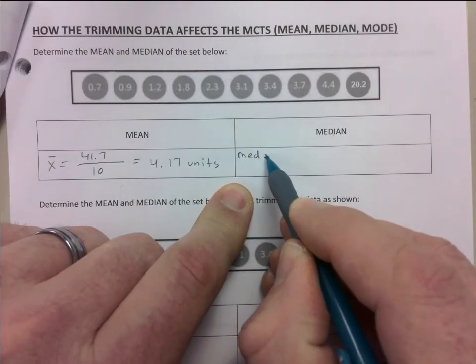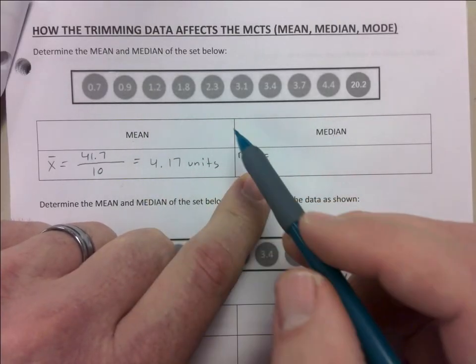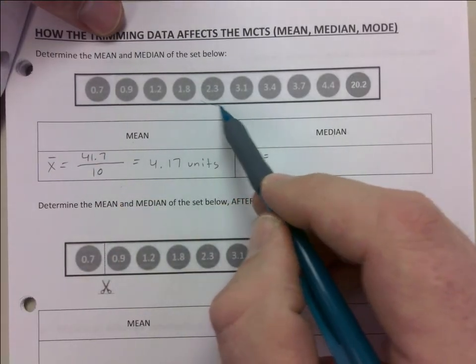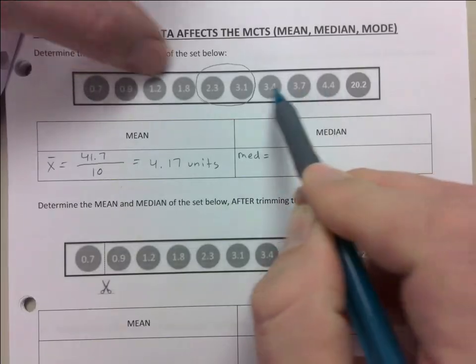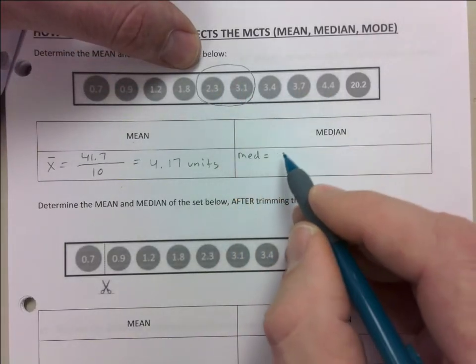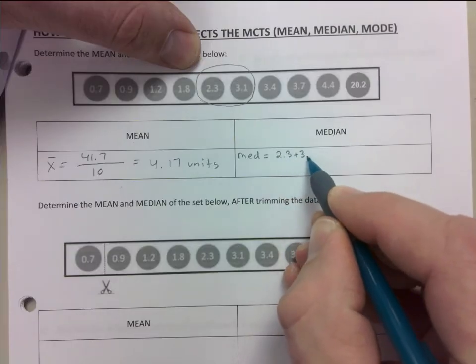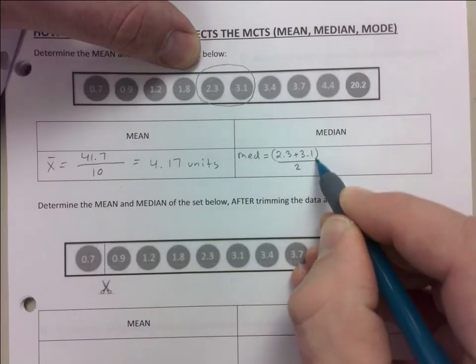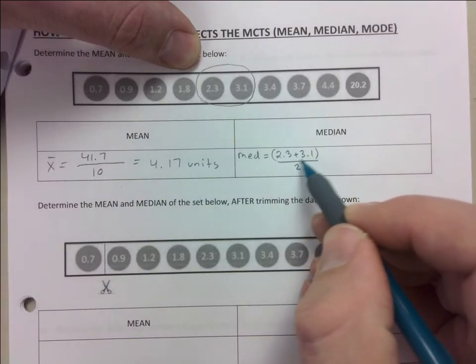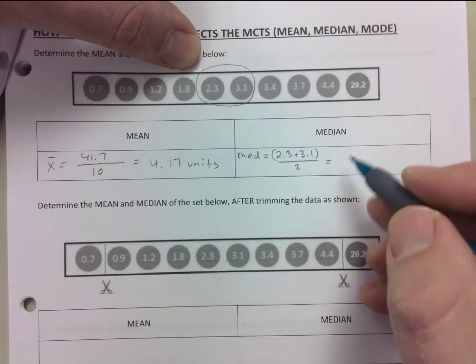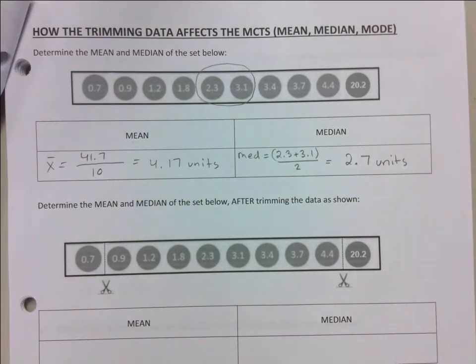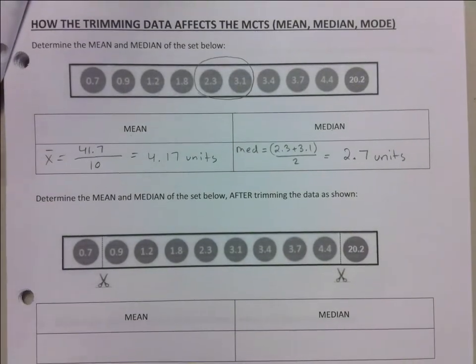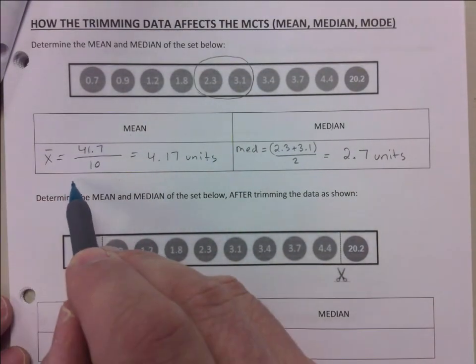Your median, this is an even set, right? So it's going to be the middle two numbers right here. It's going to be found in between here, because there's 4 on either side. So the median is found in between these two. So you go 2.3 plus 3.1 divided by 2. Make sure you put this in brackets first. And then you get 2.7 units. Okay, so that's just doing the regular arithmetic mean. I will write this down.